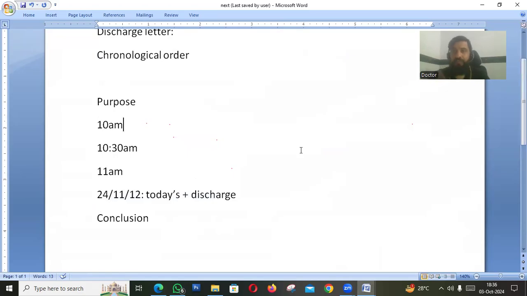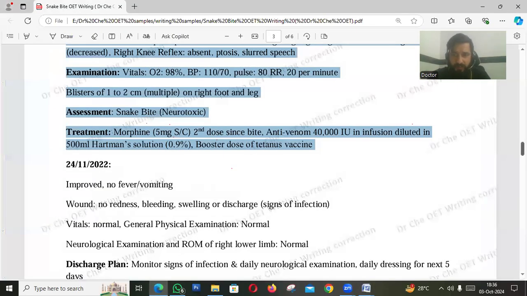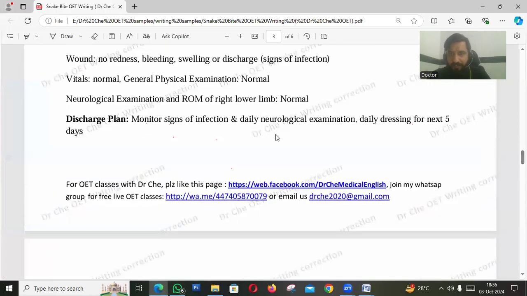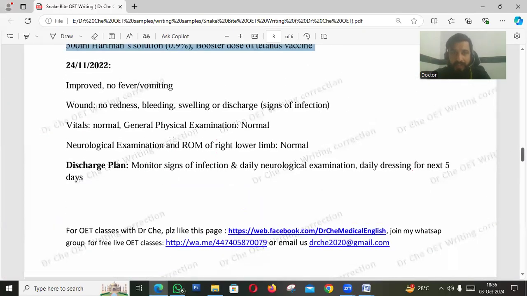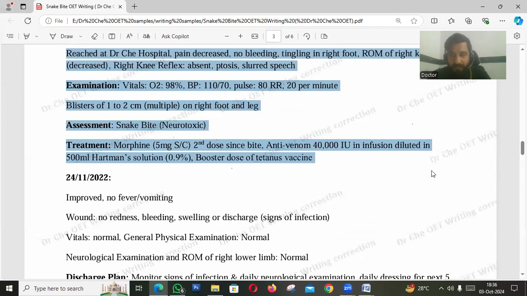Briefly. We cannot just say, okay, this patient was bitten by a snake and now he is stable, and we are sending this patient home, just do his dressing daily and whatever it is written. Do dressing, monitor for infection, do daily dressing, do neural examination. No, this is not a discharge plan. I mean the provisional diagnosis and then each and everything. But briefly. So you are going to write all of these things within your word count limit, in 180 to 220.